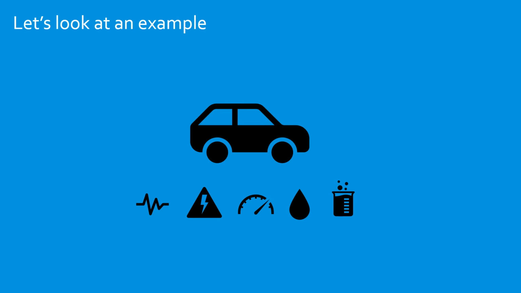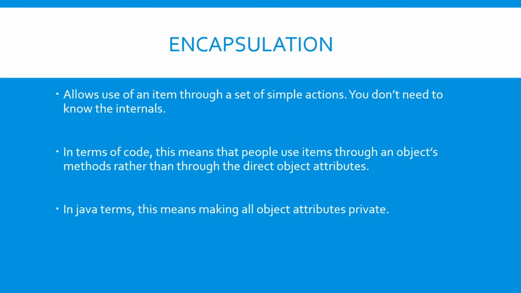So, what is encapsulation? Well, it's the process that allows the use of an item through a set of simple actions. You don't need to know the internals of the object. In terms of code, this just means you use other people's code through objects' methods rather than through their attributes directly. In Java terms, this essentially just means making all object attributes private.